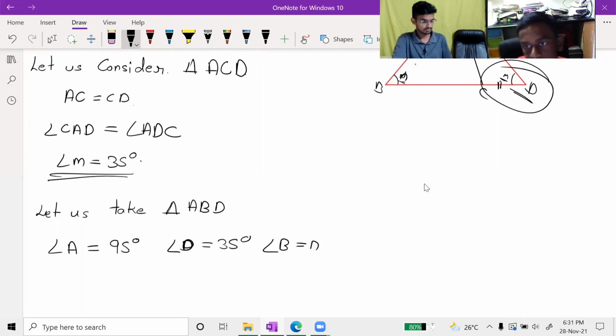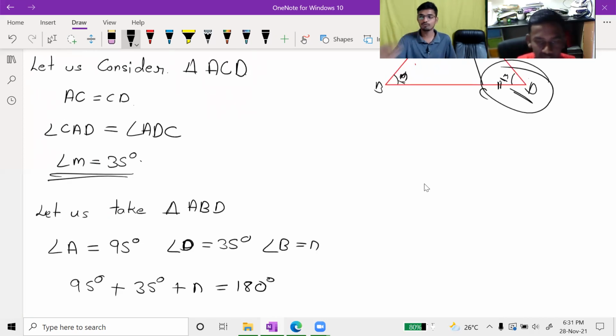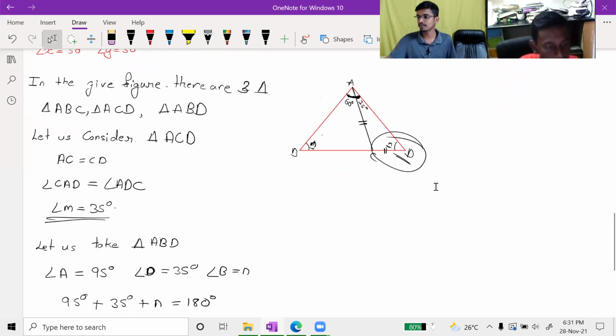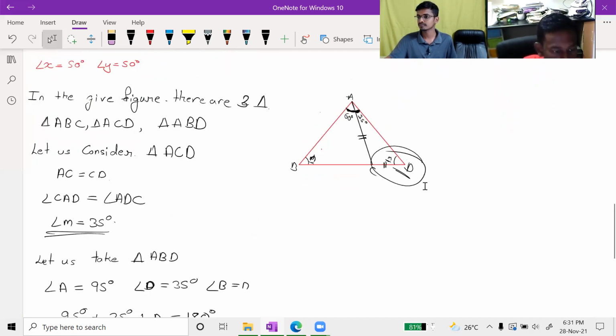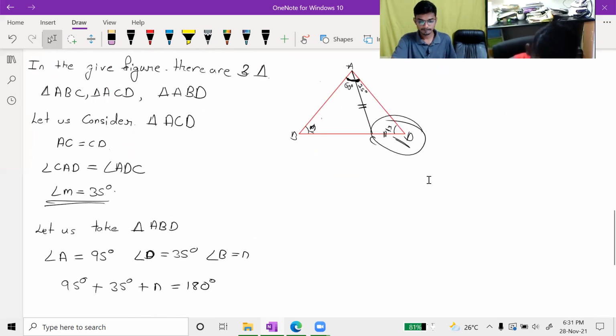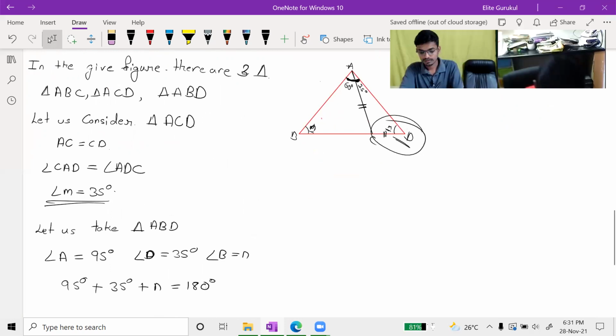180 degree. We have to make an equation. 95 degree plus 35 degree plus N is equal to 180 degree. And further, you have to solve it. I will not solve it for you. Now tell me the final answer. What will be the measurement of angle N? Come on, you do it by yourself. Try it.